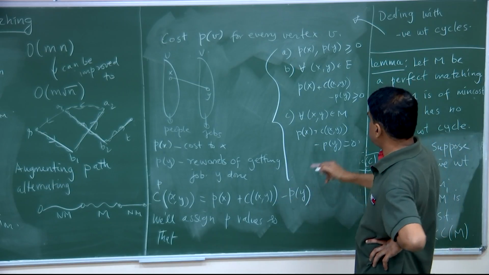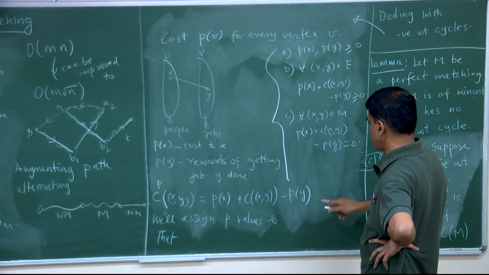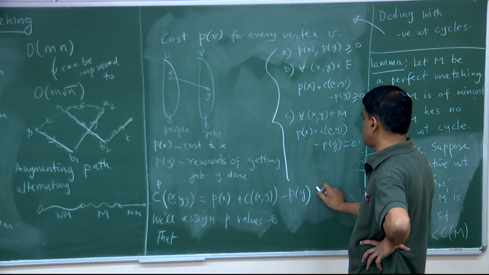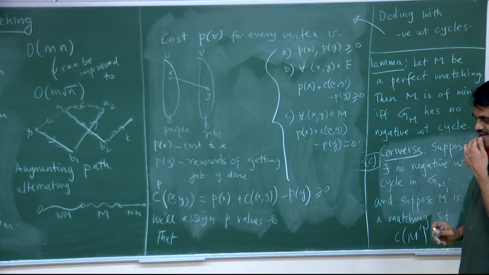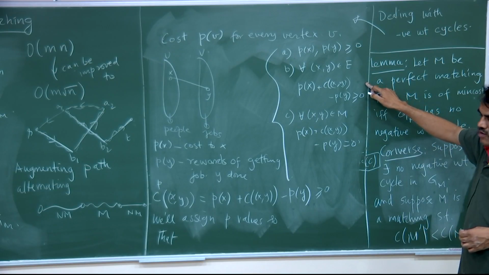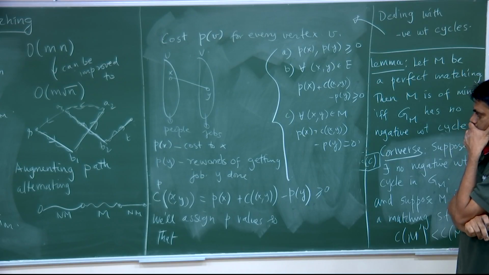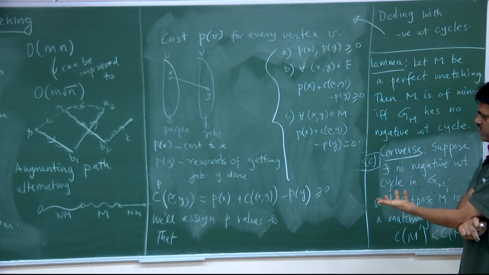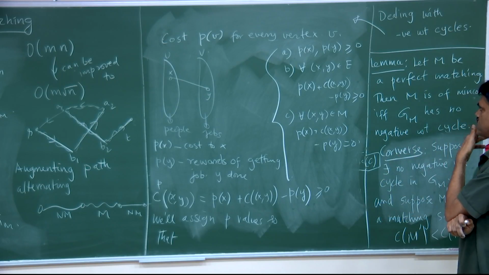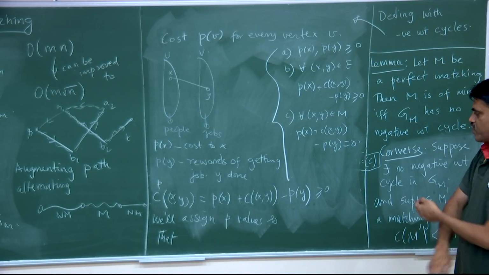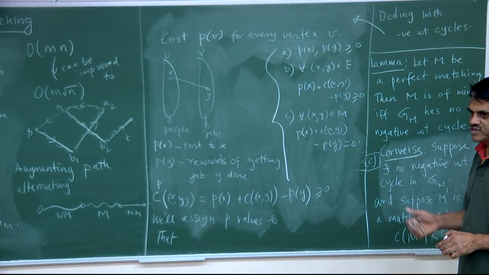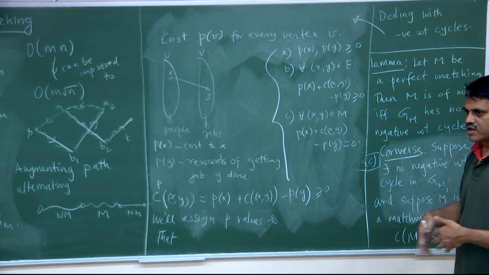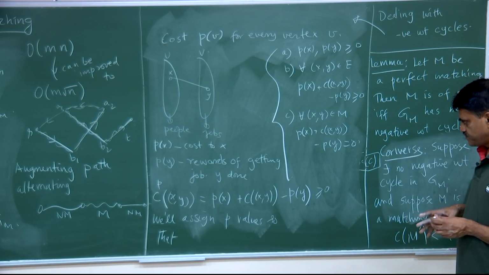Which means that this condition says the reduced cost is always greater than or equal to 0 for any edge. So now we will work with this new cost in the residual network. Because its costs are all greater than or equal to 0, there won't be any negative weight cycle, and you can apply Dijkstra, find the shortest path, and keep going.